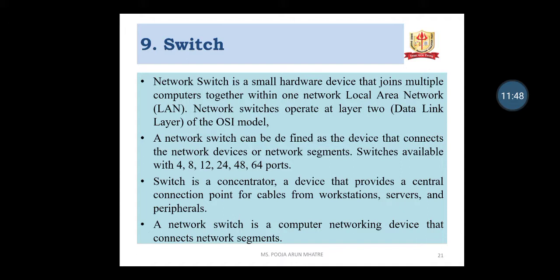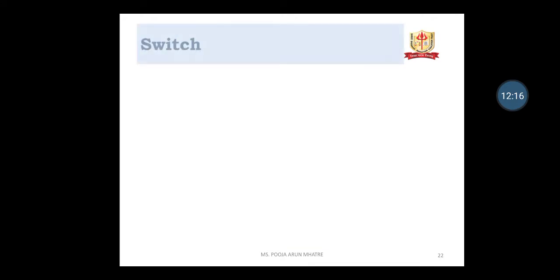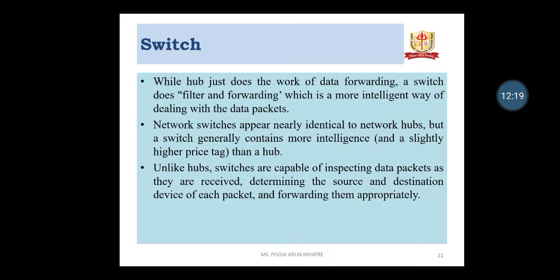Switches are available with 4, 8, 12, 24, 48, 64 ports. A switch is a concentrator, a device that provides a central connection point for cables from workstations, servers and peripherals. A network switch is a computer networking device that connects network segments. While a hub just does the work of data forwarding, a switch does filtering and forwarding, which is a more intelligent way of dealing with data packets.